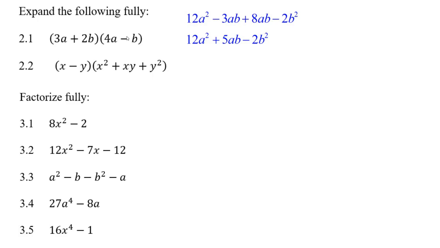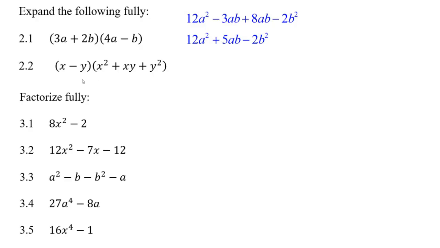But there's the outside, minus 3ab, and the inside, 2b times 4a, that's 8ab. Now, these are like terms in the middle. 8ab minus 3ab is plus 5ab, and that's why your answer is 12a squared plus 5ab minus 2b squared. These are not like terms, so that's your final answer.